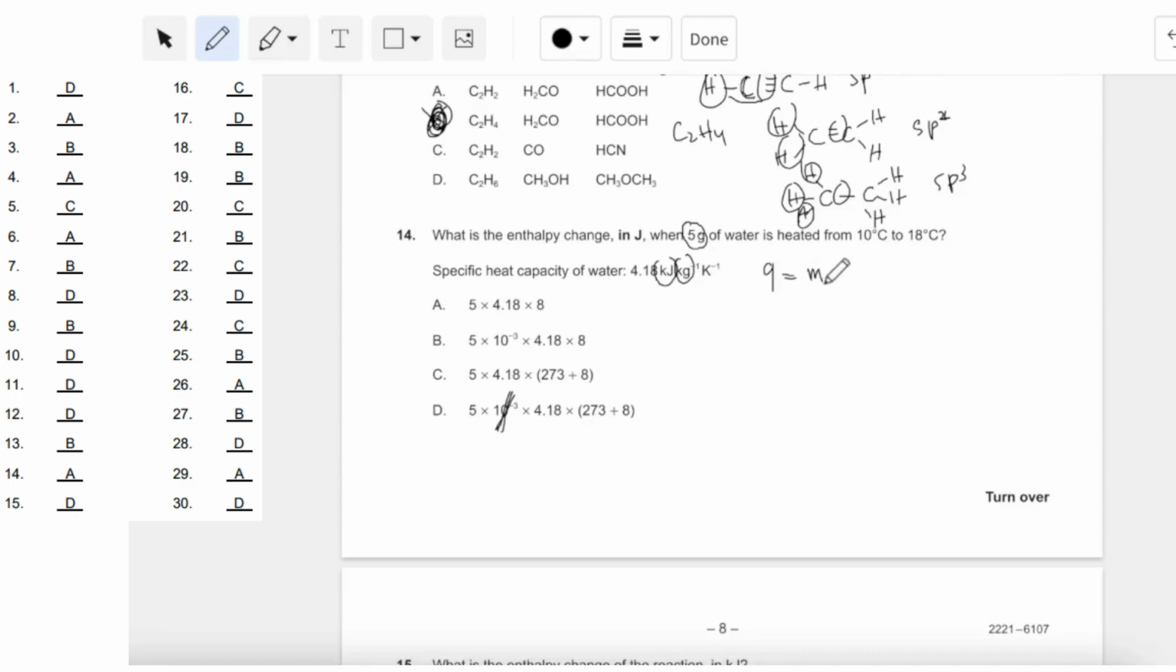So Q equals mC delta T, and delta T should be in Kelvin, but when you just check the difference between 10 and 18, it's going to be 8. So mass will be 5, C will be 4.18, and delta T will be 8. So the answer will be A.